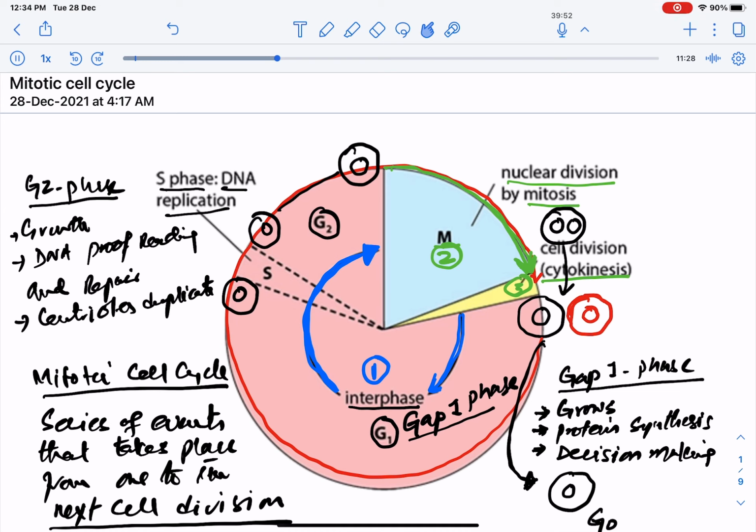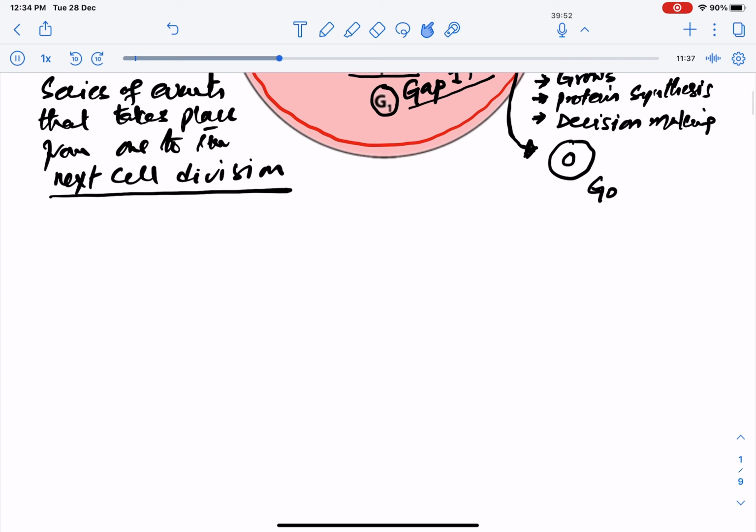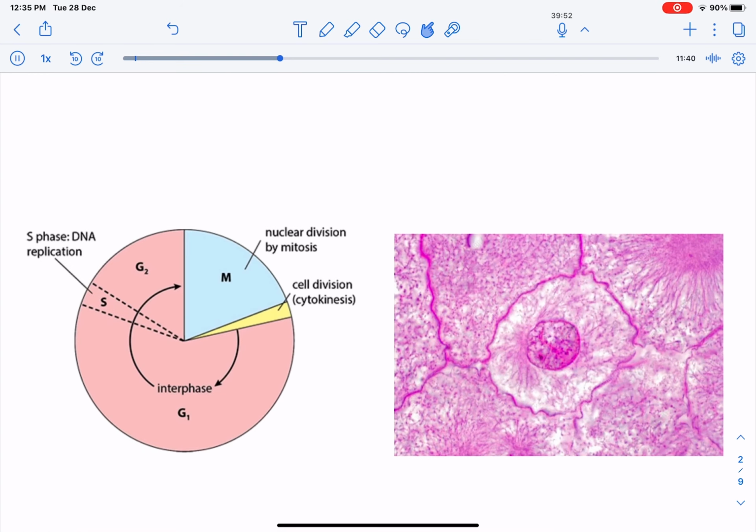So as I said, it is divided into three main phases. So let's see the first phase, which is an interphase. We have taken this animal cell from a fish embryo and seen it under a light microscope. This cell is during an interphase. Maybe you can say this is undergoing changes during an interphase, but that are not seen under a light microscope.